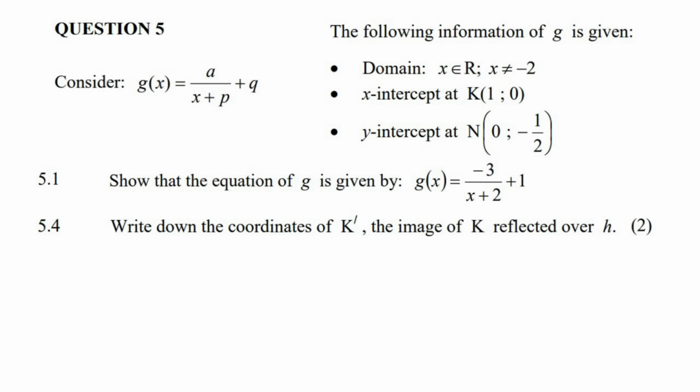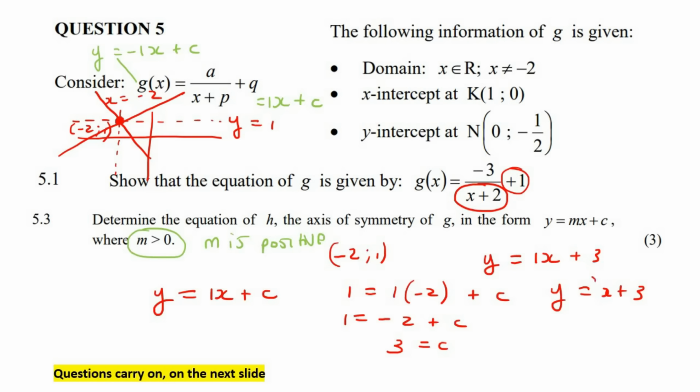This question says, write down the coordinates of k with a little line over it, which is the image of k. Now, what is k? K was the x-intercept reflected over h. What is h? H is the equation of the line that we worked out in the previous question.